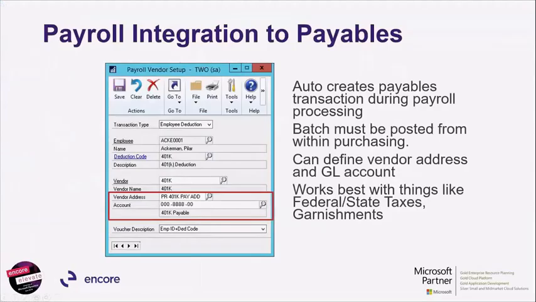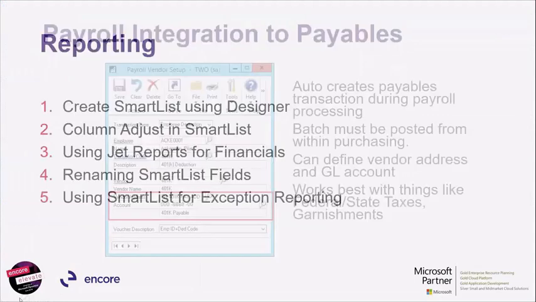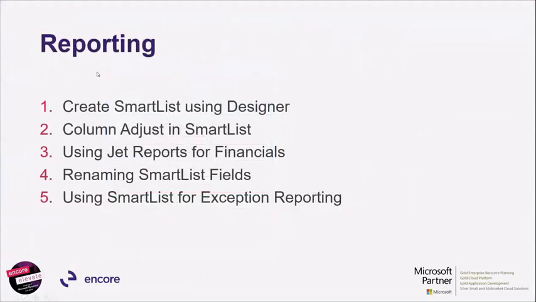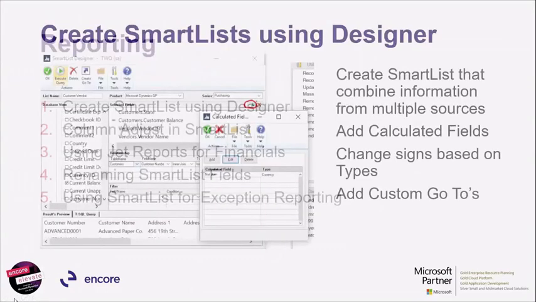So let's go again here. And now we're going to look at some reporting. We can create smart lists now using a new tool called Designer. We can make column adjustments in the smart list. We can use Jet Reports for financials. We can rename smart list fields, and we can use a smart list for exception reporting. So let's go take a look at this.